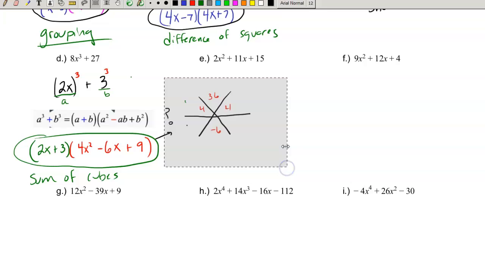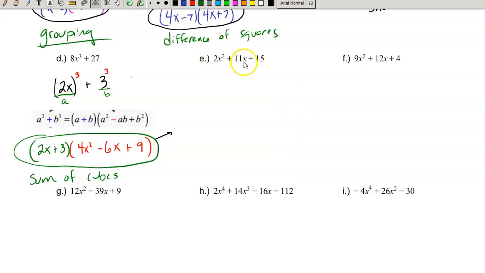All right, get rid of this. Let's look at E. E is 2x squared plus 11x plus 15. This one clearly looks like a Snowflake method. So we're going to go with the classic traditional factoring here, which is just going to be Snowflake. So we're going to take the a value. a times c is 30. Middle term is 11. We're going to think about what multiplies up to 30 and adds up to 11, and that's going to be 5 and 6. 5 times 6 is 30. 5 plus 6 is 11.